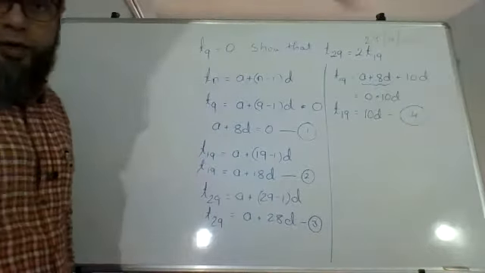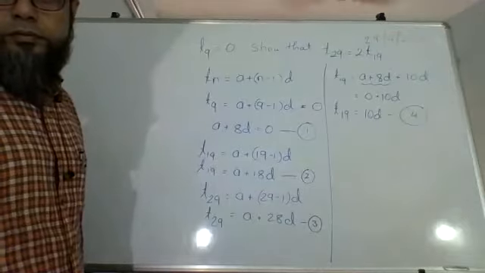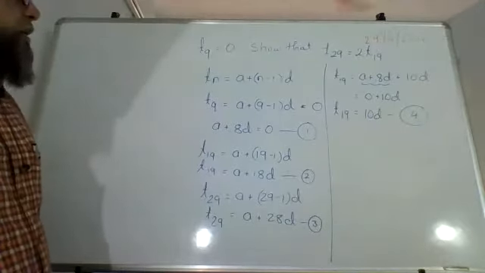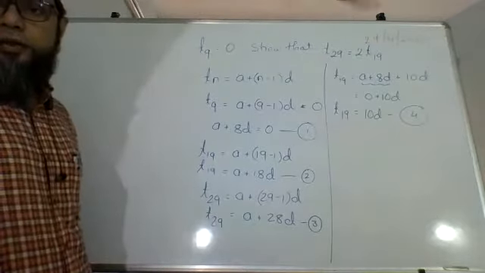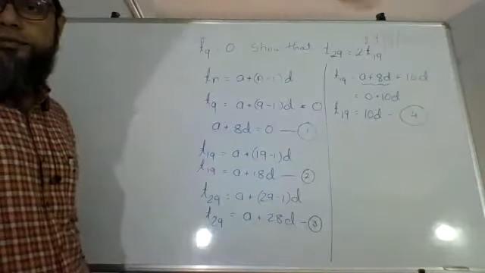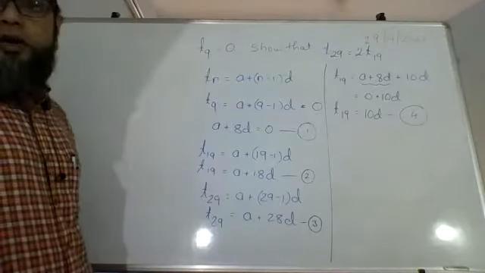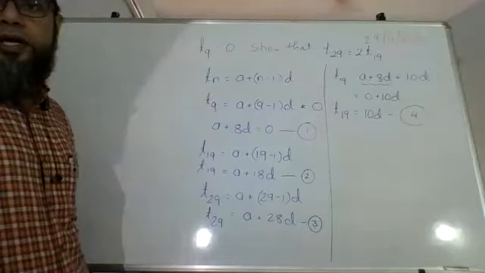T19 is equal to 10D. Call that equation number 4. T19 equals 10D becomes your fourth equation.